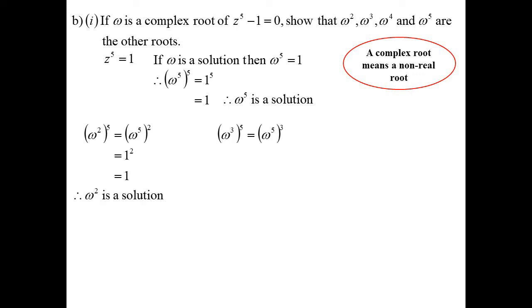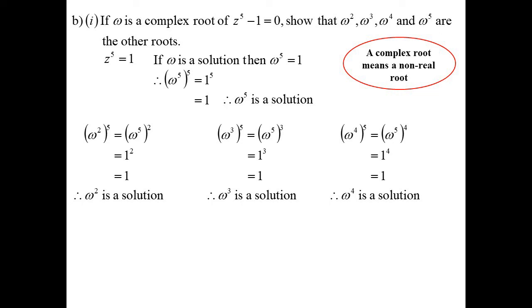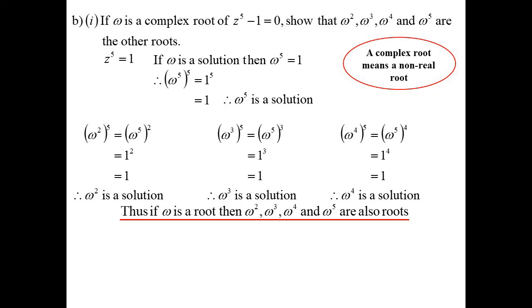Omega cubed to the power of 5 I could rewrite as omega to the power of 5, cubed. We've established omega to the power of 5 is 1. 1 cubed is 1. Therefore, omega cubed is a solution. You're never going to guess what I'm going to do with omega to the power of 4. Omega to the power of 4, to the power of 5, is the same as omega to the power of 5, to the power of 4. We've established omega to the power of 5 is 1. Therefore, omega to the power of 4 is a solution. Thus, if omega is a solution, or a root, then so is omega squared, omega cubed, omega to the power of 4, omega to the power of 5.